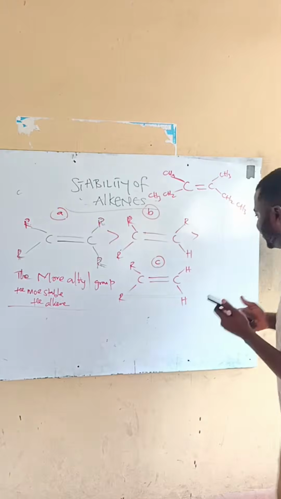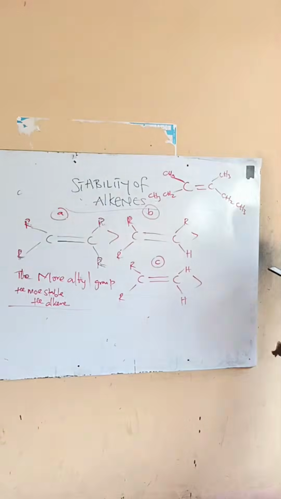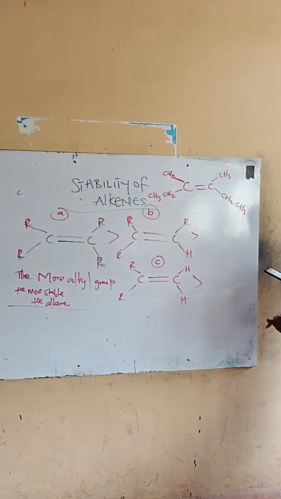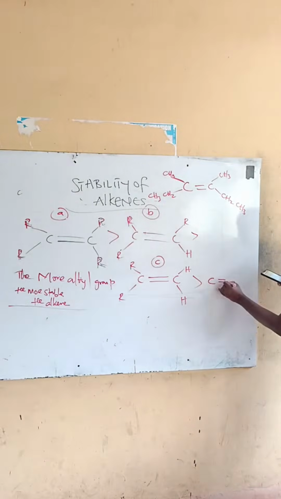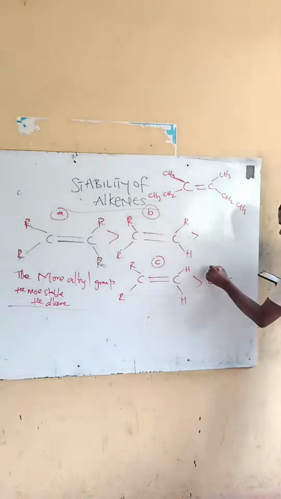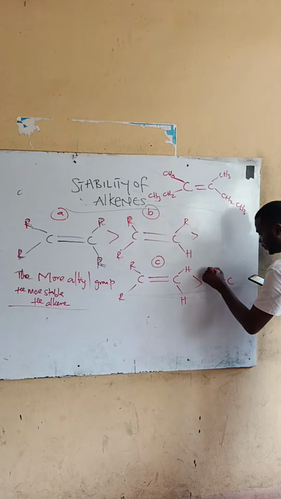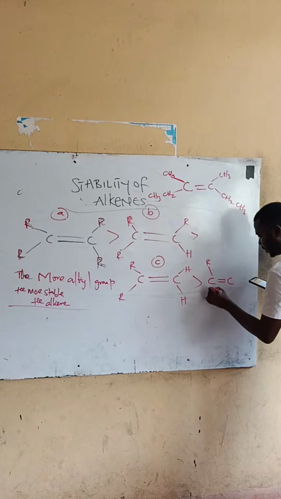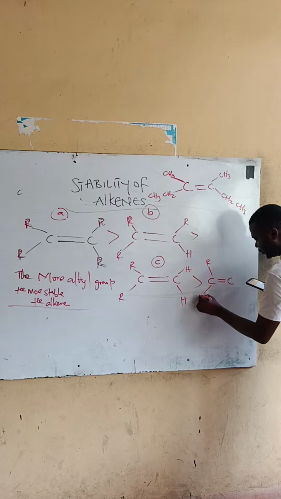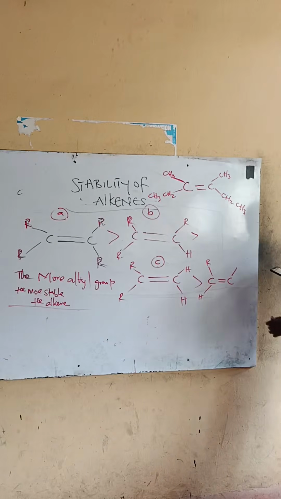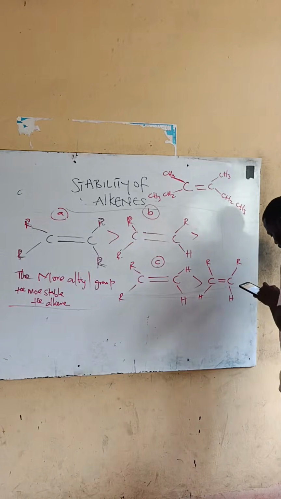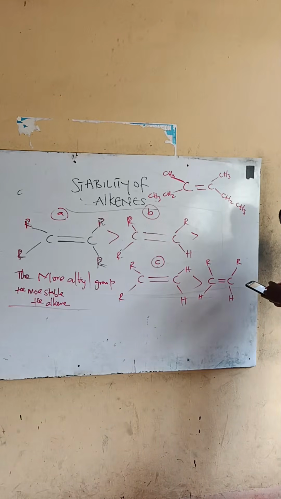Now, let's go to another type of dimension you can have. And what's that dimension? This compound C is greater than the others. And you have C double bond C. You now have R, we have H, we have R, then we have H. We have something like this. Then I think we have 3 of them.